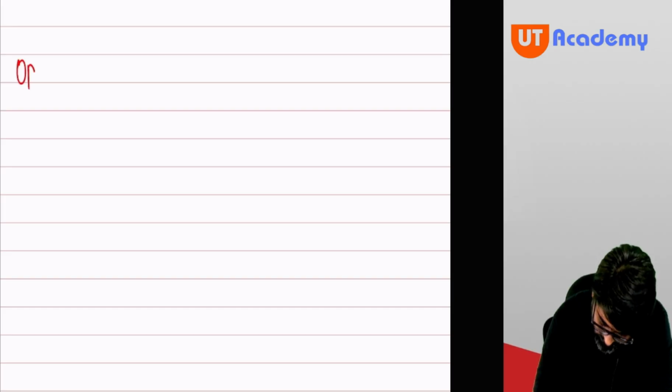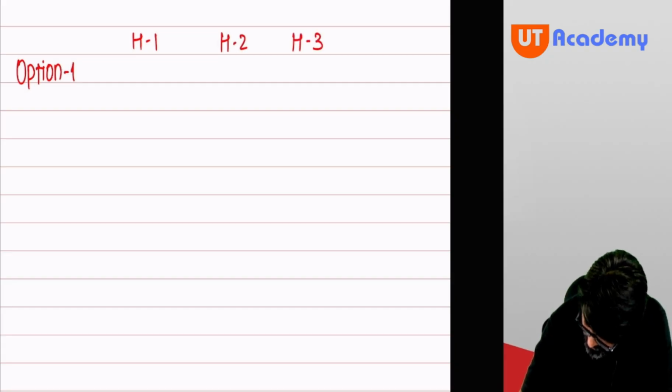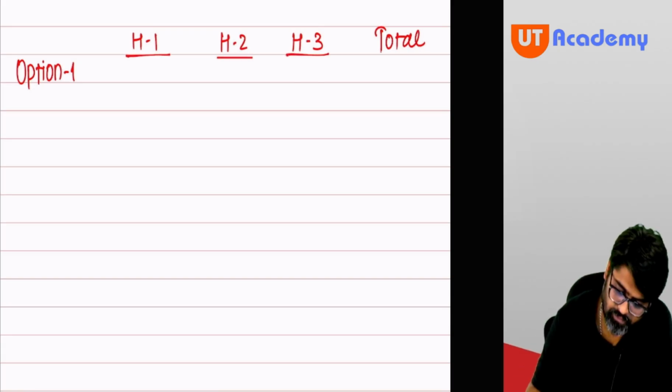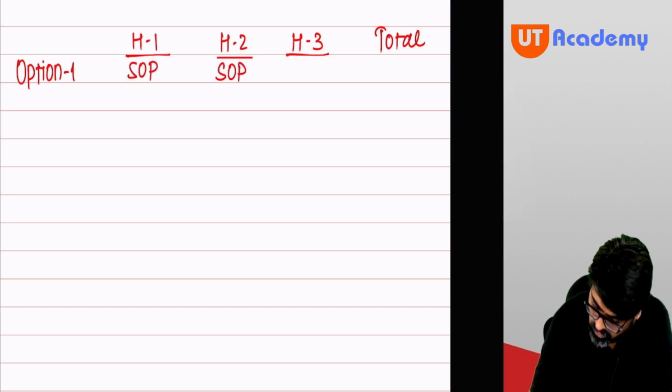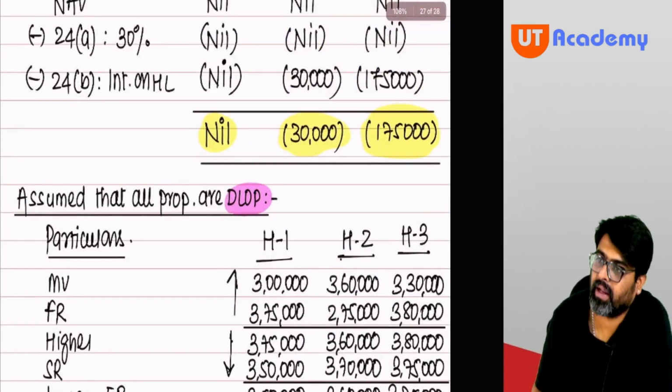What is the first option available to me? H1, H2 and H3. And this is the total column. Yes or no? H1, H2, H3. First option with me. This is SOP. So this will be my DLOP. Yes or no? So if H1 is SOP, how much is the income?